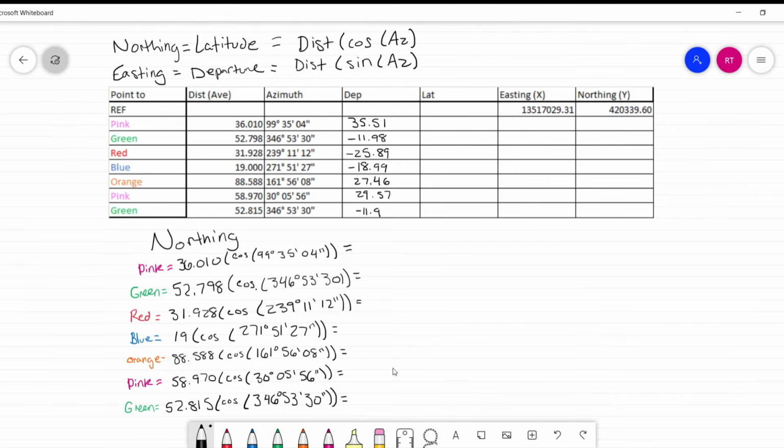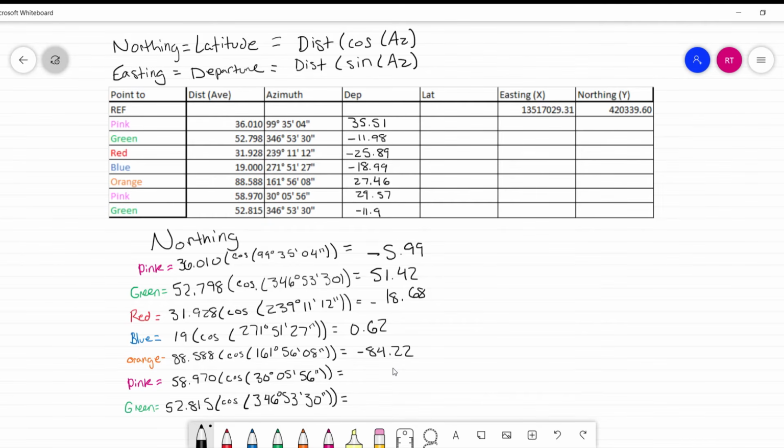However, instead of using sine, we're going to use cosine. And when I do this, we get, for pink, a negative 5.99. For green, we get 51.42. For red, we get 18.68. For blue, we get 0.62.